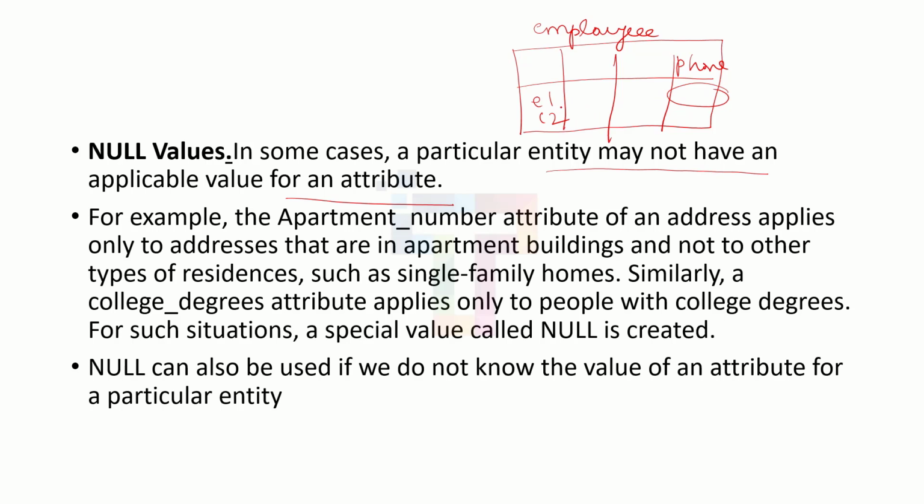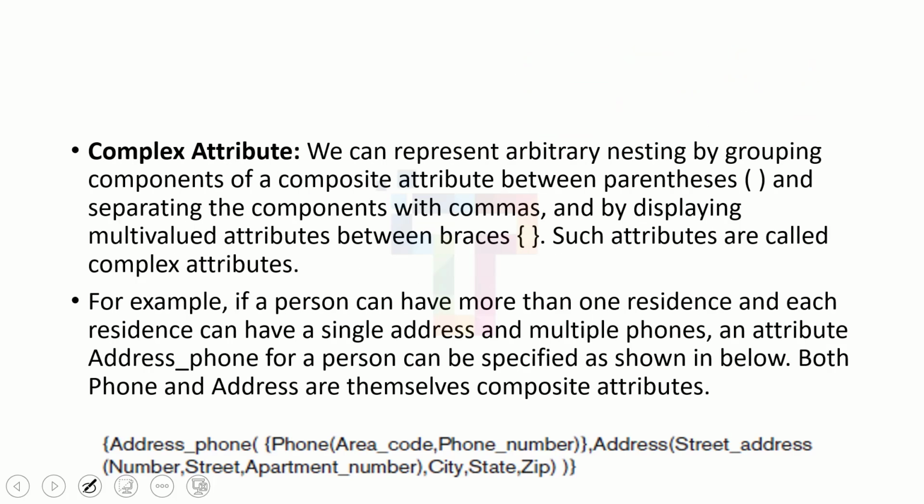Or we can take an employee who has his own house, so he doesn't have an apartment. When do you have an apartment number? Whenever you are staying in an apartment building, only then will you get an apartment number. For example, if this employee is not staying in an apartment, he doesn't have an apartment number, so we keep it blank. Null values are those which don't have a value in them.